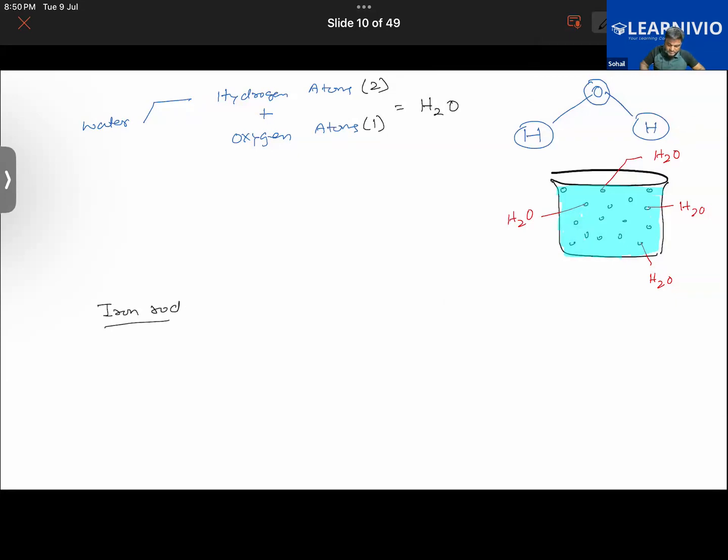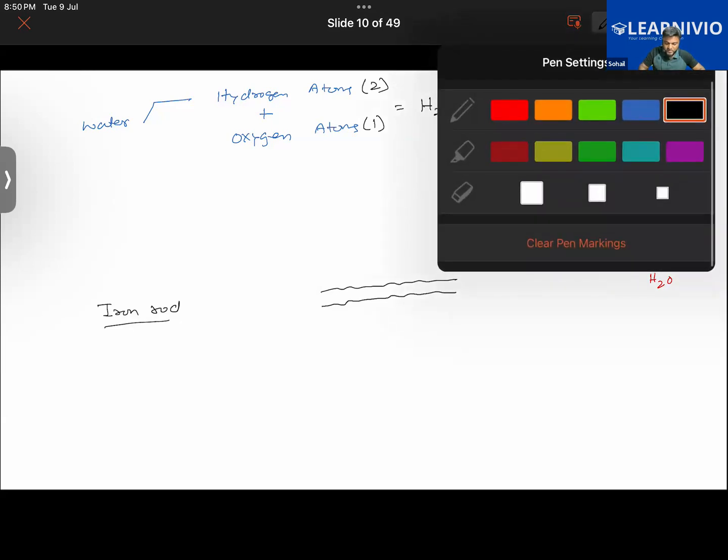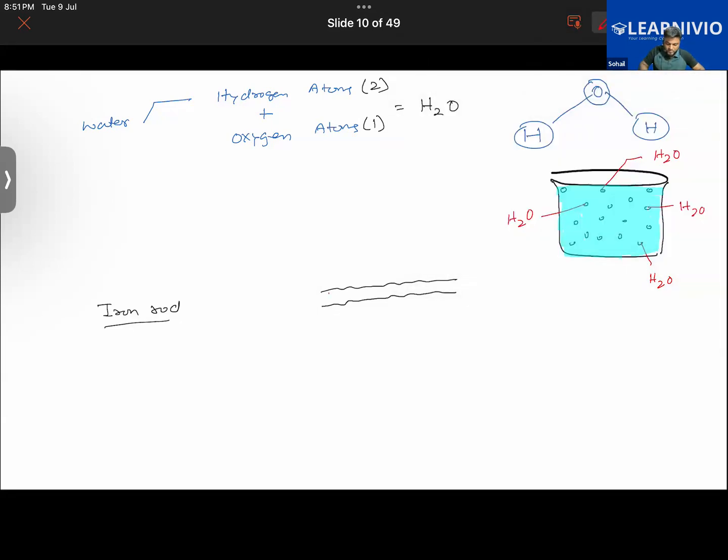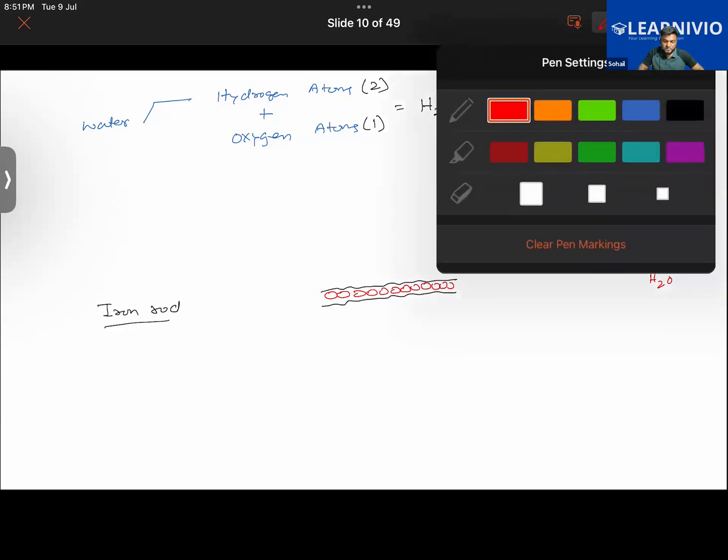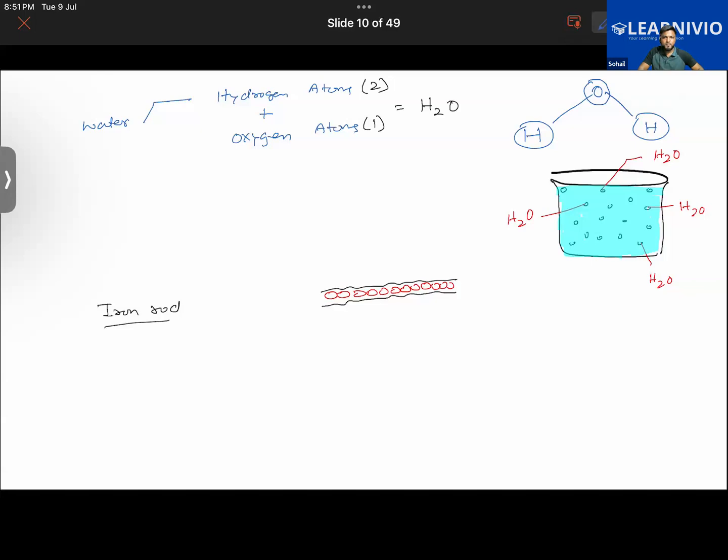So for example, this is an iron rod. It would be made up of the same type of molecules of iron only. So it's a pure substance because it is made up of molecules of the same type. Got this now? So sir, iron rod is also a pure substance, and water. Yes, exactly. Iron rod is also a pure substance because it is made up of molecules of iron.